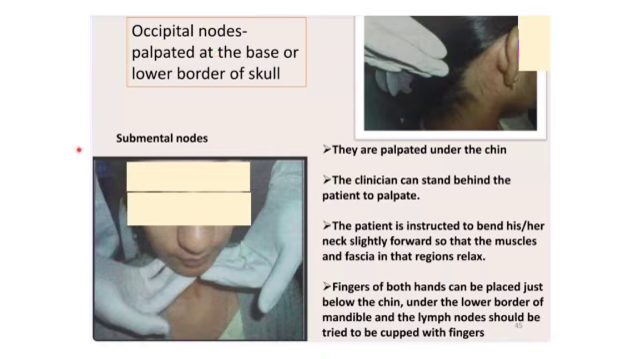Next, for palpating the submental nodes, they are palpated under the chin, and then the clinician has to stand behind the patient to palpate, and the patient is instructed to bend his or her neck slightly forward so that the muscle and the fascia in the region relax. So fingers of both hands can be placed just below the chin under the lower border of the mandible, and the lymph node should be tried to be cupped with the fingers.